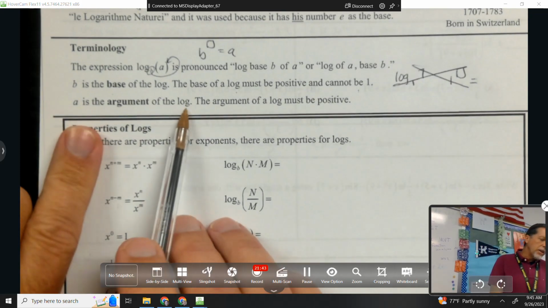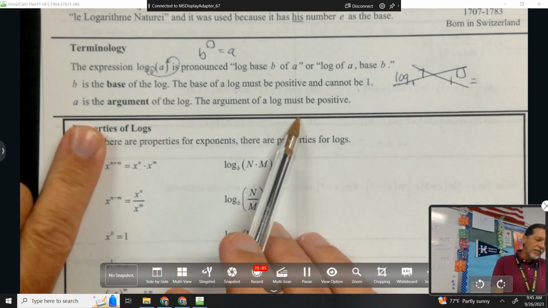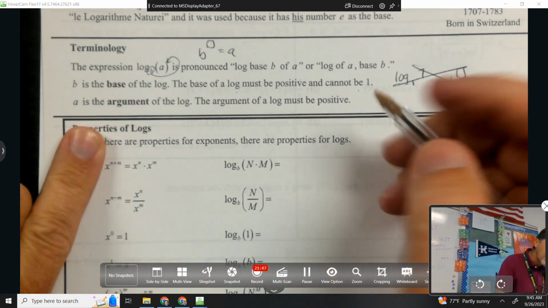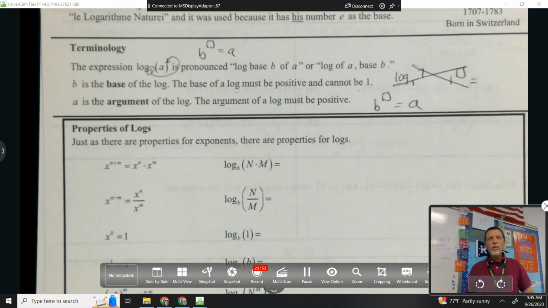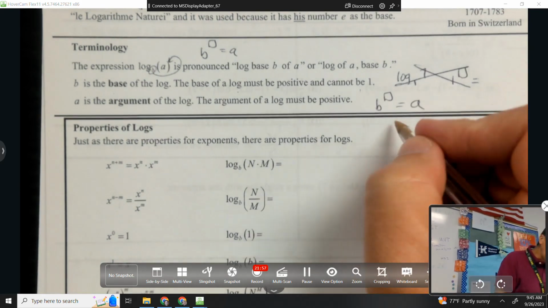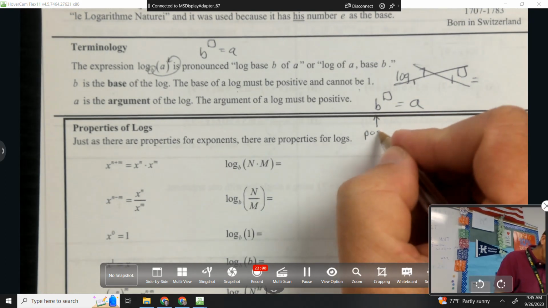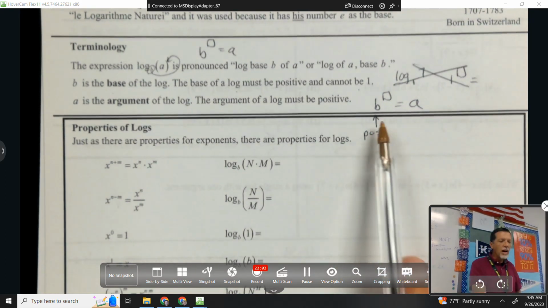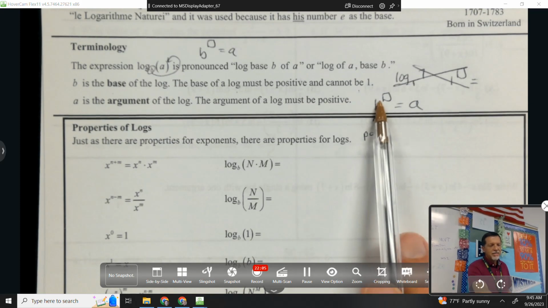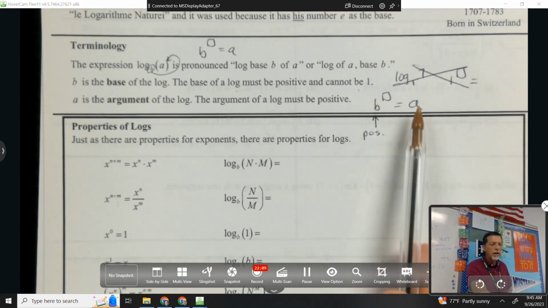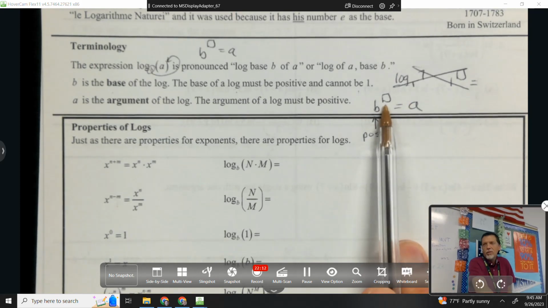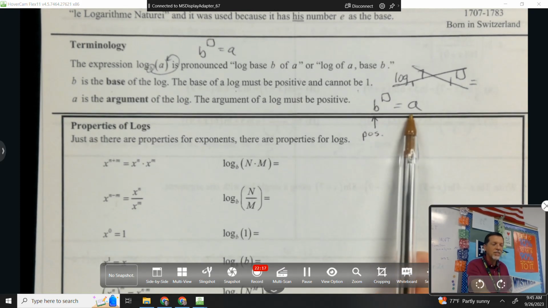A is the argument of the log. That's what you're taking the log of, and it must be positive. Again, think about the fishhook thing. If you have b to something equals a, and we've already said b is positive, then if I raise a positive number to anything else, I'm always going to get a positive number. Right? Because what would a negative exponent do? That's what throws people off. But what does a negative exponent do? Flips it over. It's still positive, it's just flipped over.